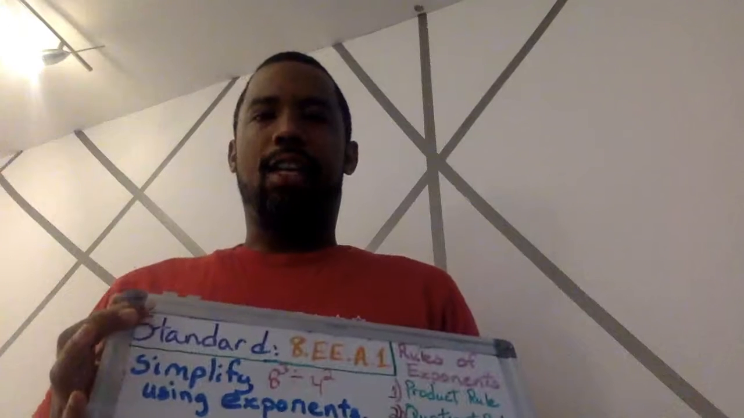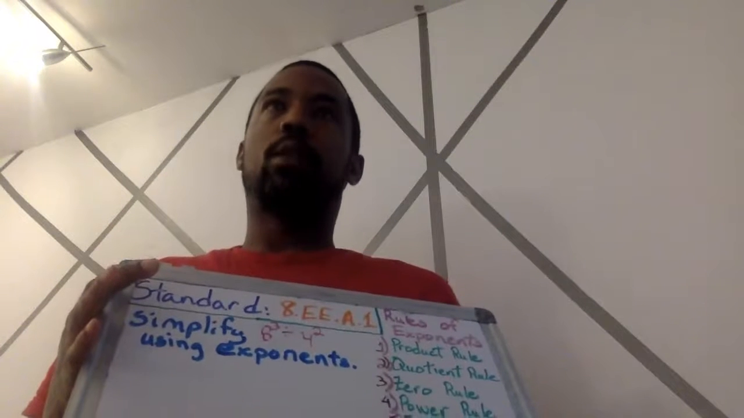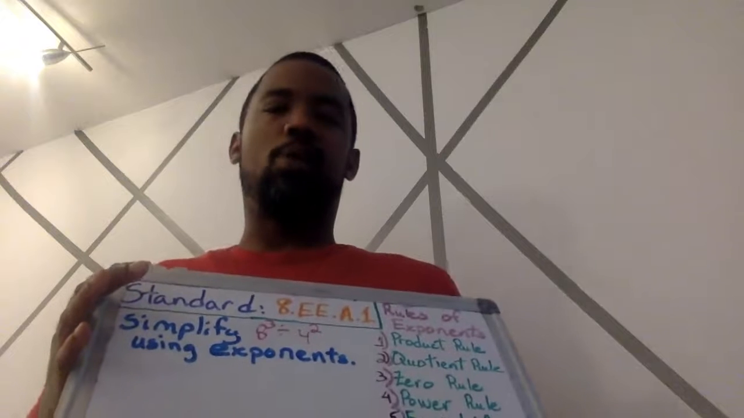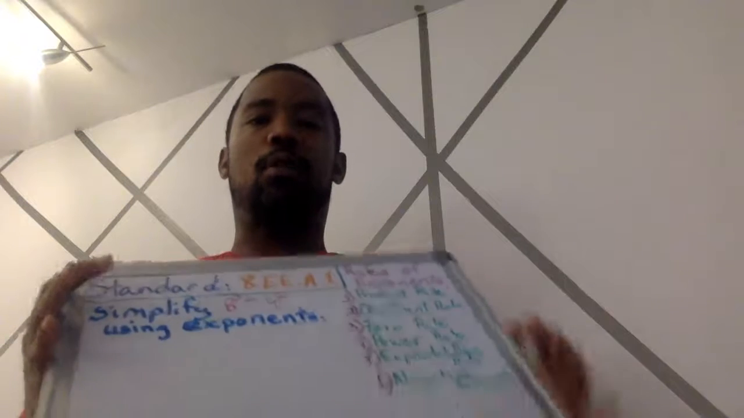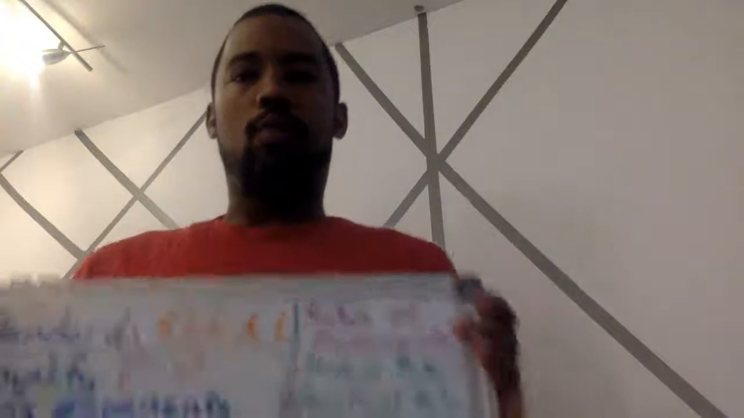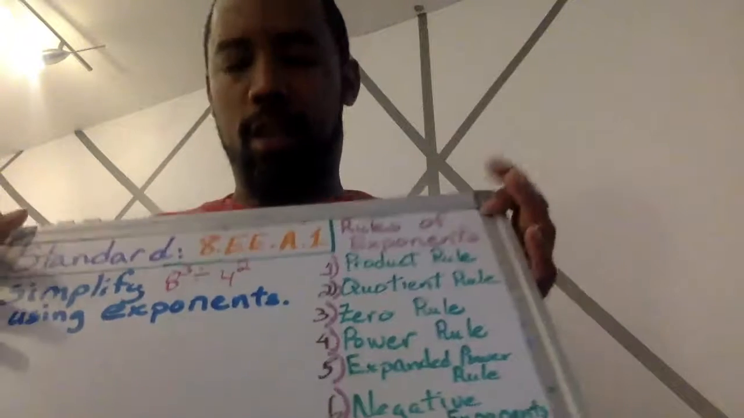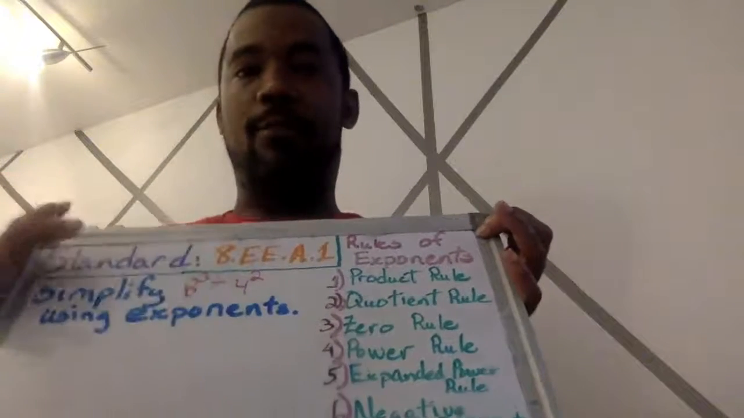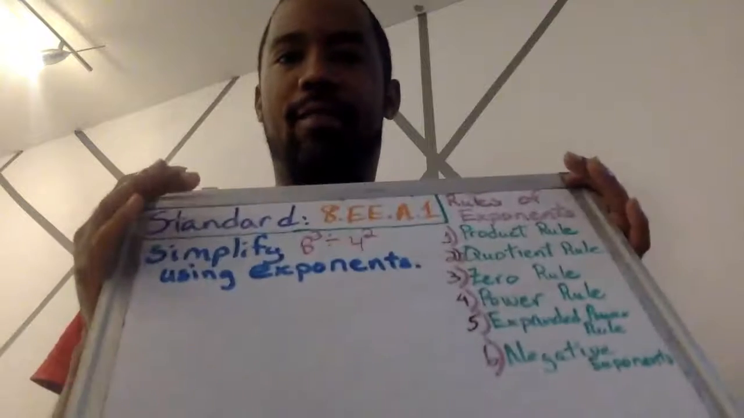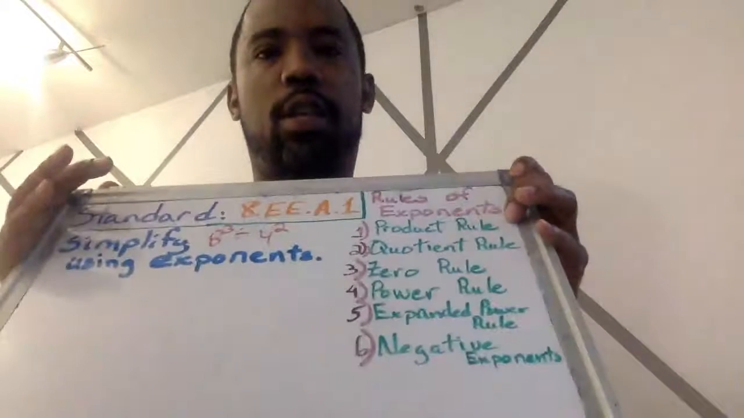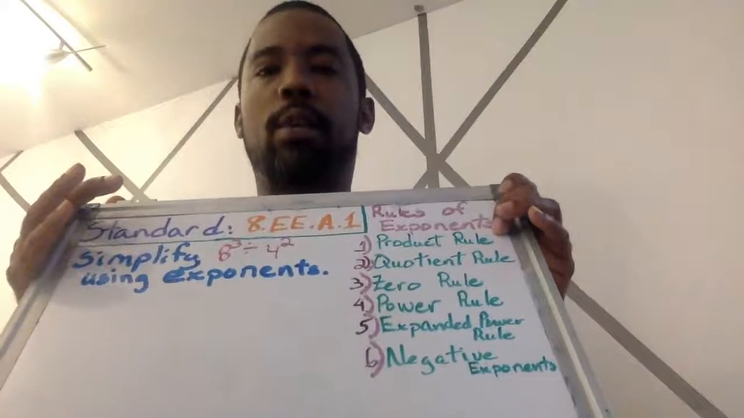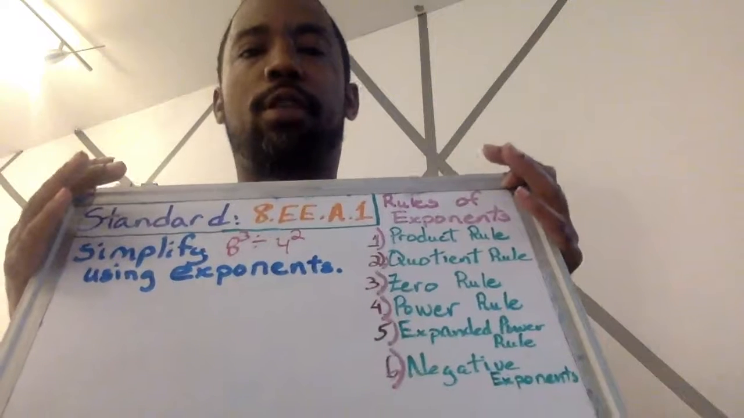Today we're going to be looking at the 8th grade standard A.EE1. More explicitly, it talks about exponents, rules of exponents, and solving a problem with exponents. The first problem we're going to solve is to simplify 8 to the third power divided by 4 squared. I have these 6 rules of exponents listed here in the corner, and we'll be reviewing them periodically.